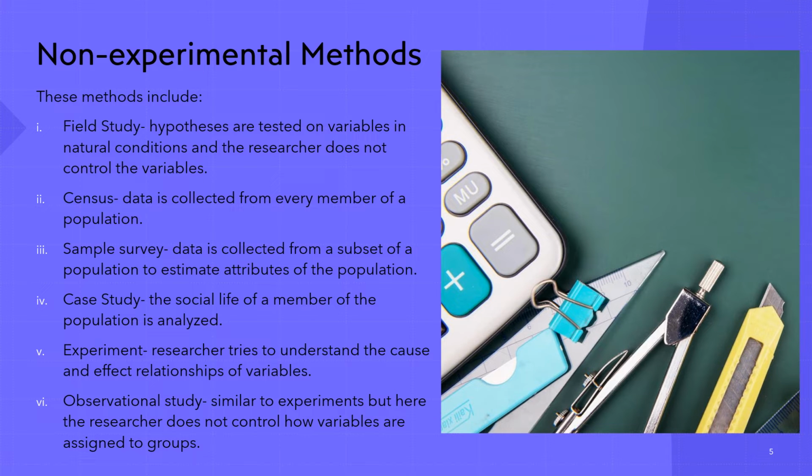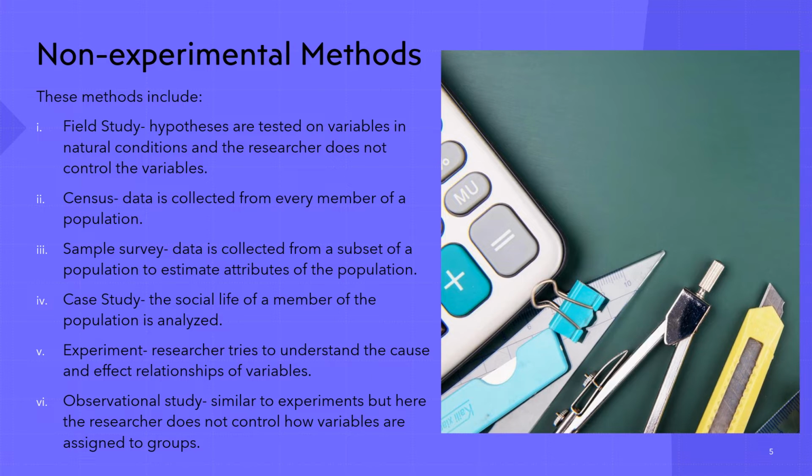Non-experimental methods are the most commonly used methods by researchers, and they can be carried out in various forms, and these forms include 1, field study. This is where hypotheses are tested on variables in natural conditions, and the researcher does not control the conditions. And then 2, we have census. This is whereby data is collected from every member of a population. However, this method is not commonly used because it is very costly and it is also time consuming.